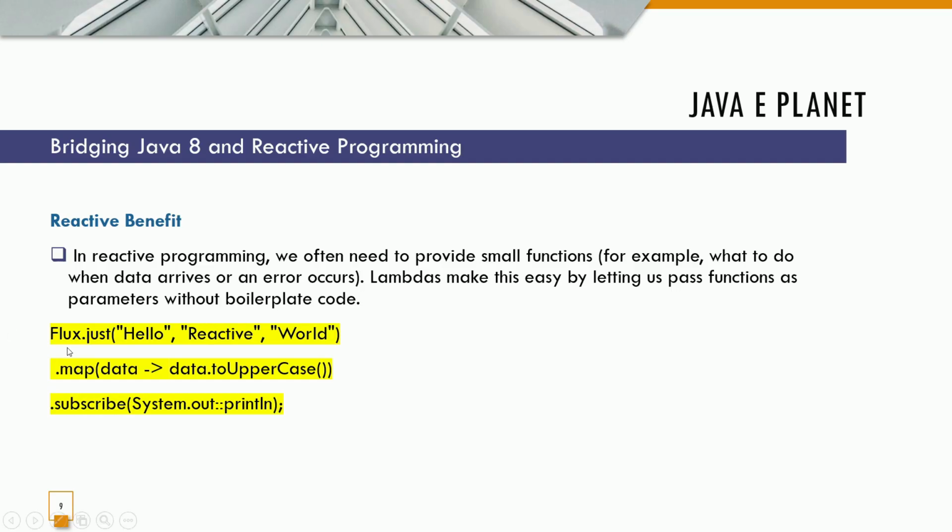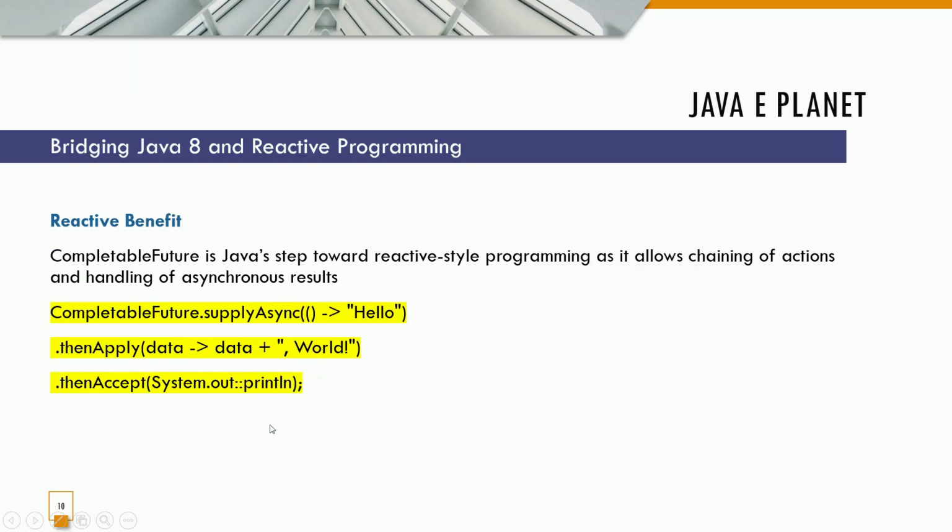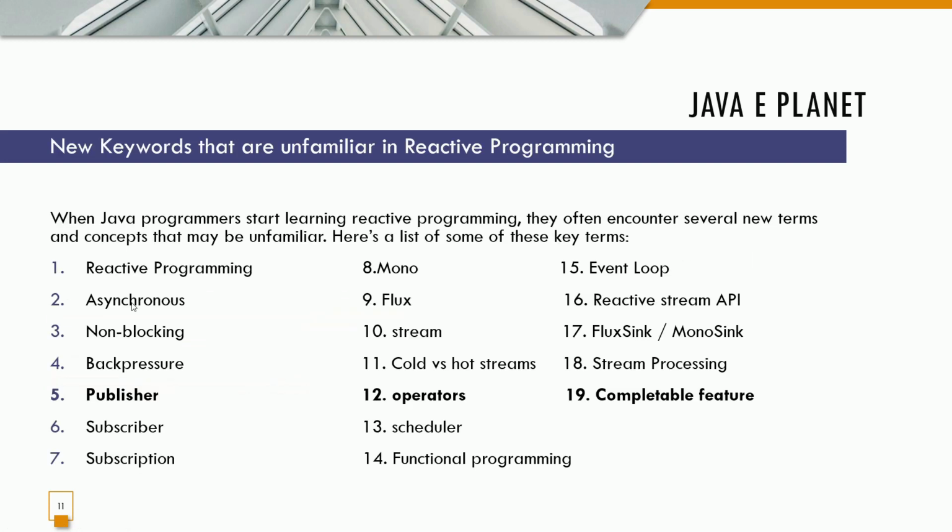See here, Flux.just, and we are passing three strings, then map, and we are changing them to uppercase, subscribing, and printing it. That's it. This is another example. CompletableFuture in Java is a step towards the reactive style of programming, as it allows chaining of actions and handling of asynchronous results. This is another benefit.